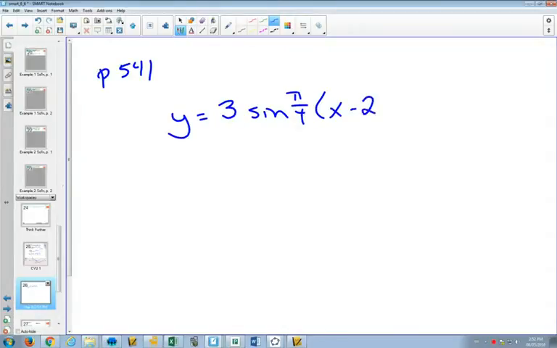Right, so this is on page 541. You have some blank page here. We're going to graph another one. This time it's going to look... so we're going to graph this. So our instruction right here: graph.